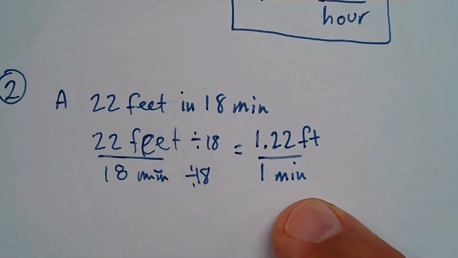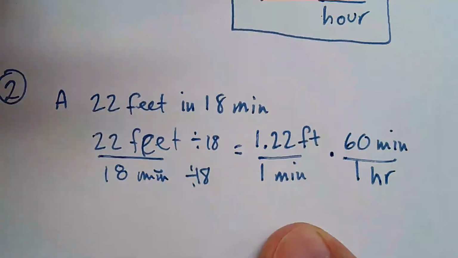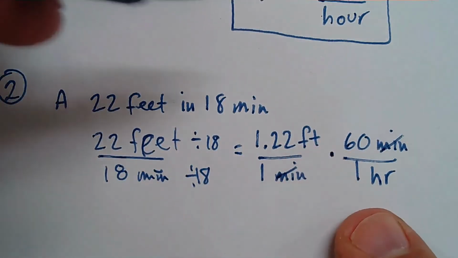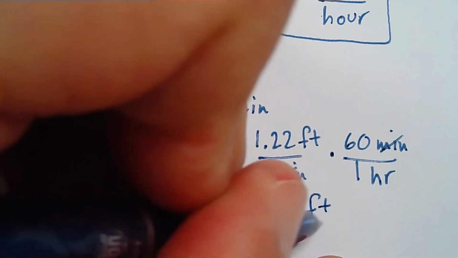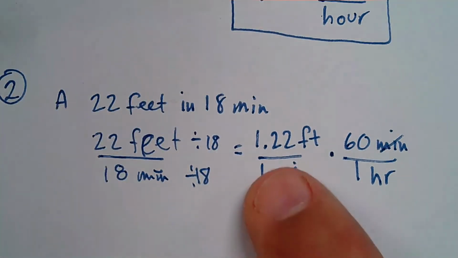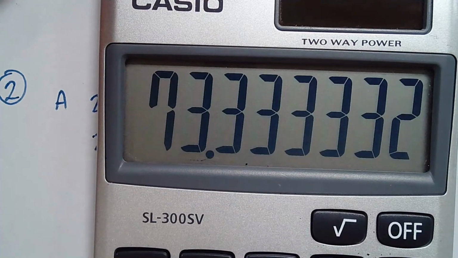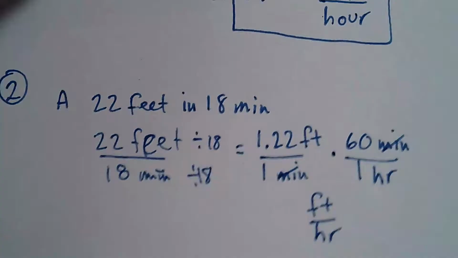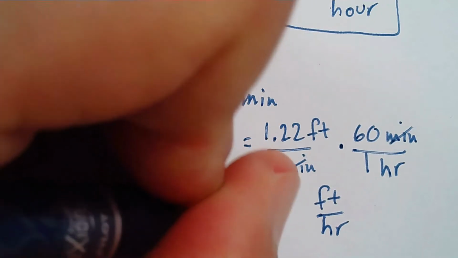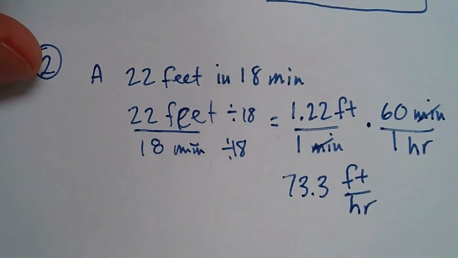But I said let's do it per hour. So let's multiply this by 60 minutes, which is 1 hour. And so the minutes will cancel, leaving us with feet per hour. And 1.22 times 60 is 73.3. So 73.3 is fine. Okay, so that's the first one.